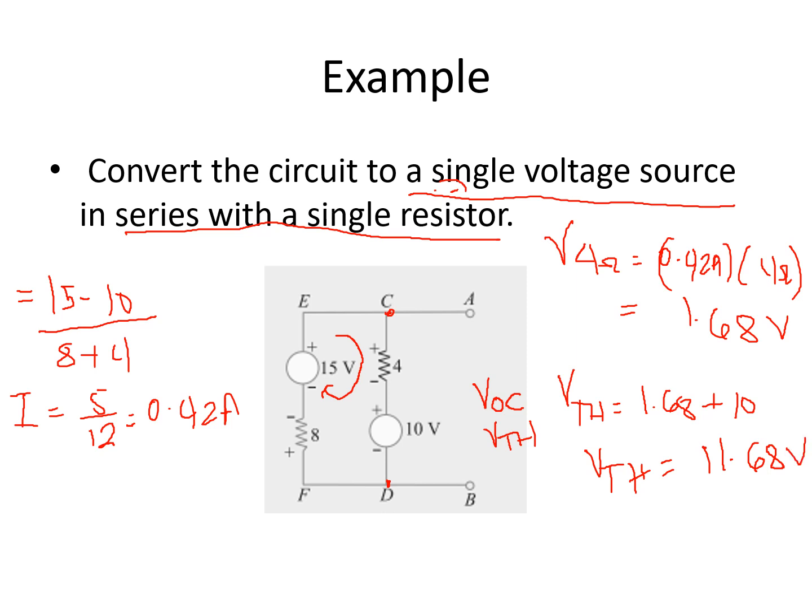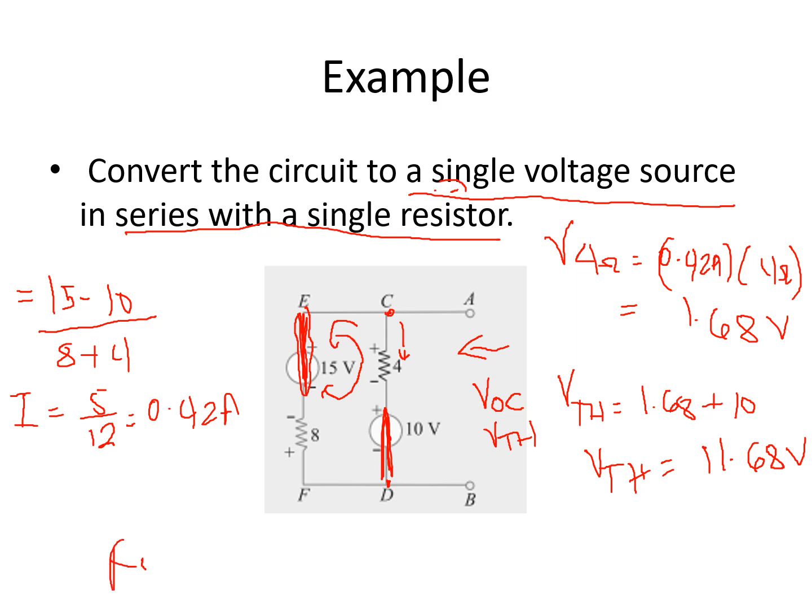How about our RTH? So for our RTH, we are just going to remove the sources. So we are going to make this short circuit, and this is short circuit. So if that is already short circuit, we can see that your 8 and 4 here, looking at this portion, they are in parallel with each other. Because if we have a current here, one current will divide going to 4 and another current will divide going to 8, making them parallel.